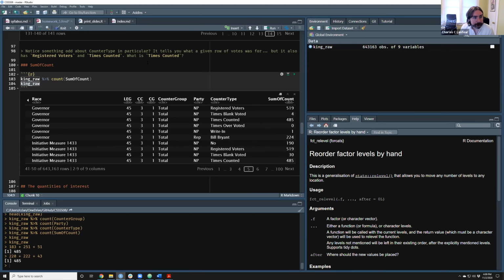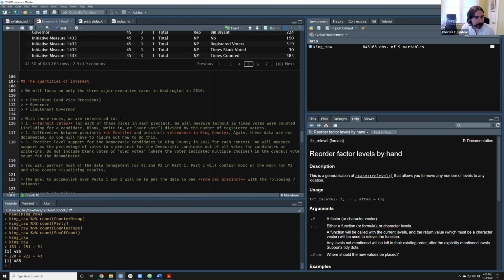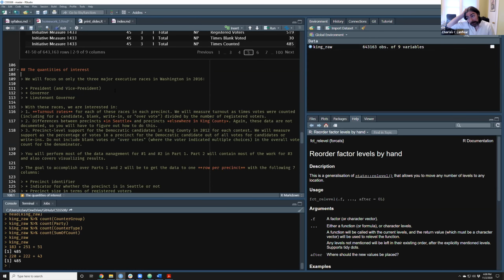Okay. So let's move on. Now that we've taken a look at the data set and we have an idea for its structure, let's actually try and answer some questions here. The idea for this assignment is that we're going to focus on 3 major executive races in Washington, right? We're going to take the president's race, which is president and vice president. It's always a joint race because they run together, right? The governor's race and the lieutenant governor's race, because in Washington state, you vote separately for the governor and the lieutenant governor. Okay. Within these races, we're interested in a few things.